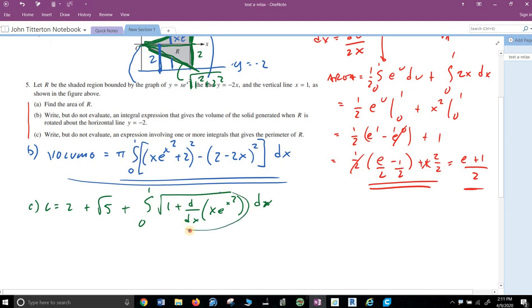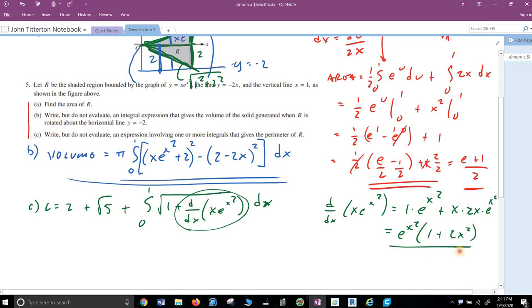We need the derivative of this, so let's just do that out to the side. d/dx of x e to the x squared is: derivative of x, leave e to the x squared, plus leave x, 2x times the derivative, e to the x squared. I'm going to factor out the e to the x squared for no reason at all. I think it might look simpler, but I could be wrong.